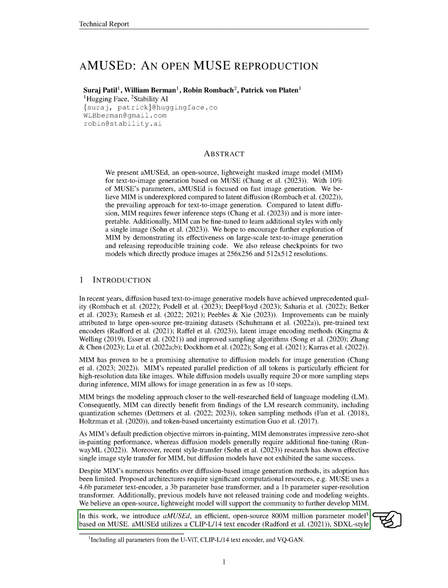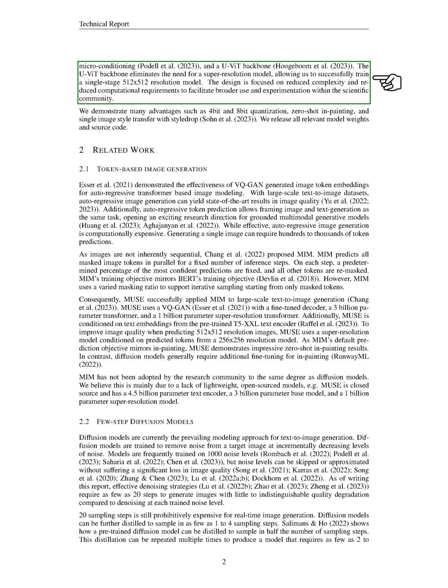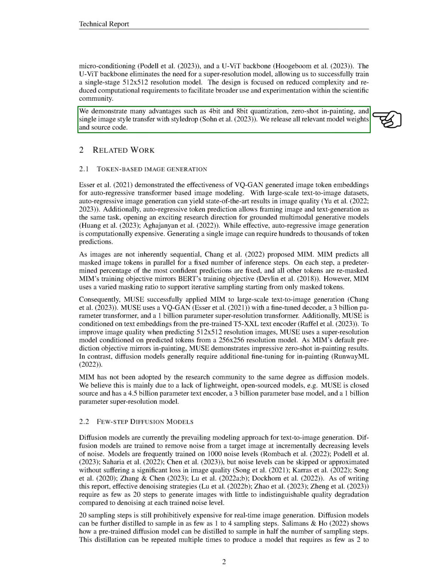aMUSEd uses a CLIP-L14 text encoder, SDXL-style microconditioning, and a UViT backbone. The UViT backbone eliminates the need for a super-resolution model, allowing us to train a single-stage model with a resolution of 512 by 512. The design is focused on reducing complexity and computational requirements to facilitate broader use and experimentation within the scientific community. We also demonstrate several advantages such as 4-bit and 8-bit quantization, zero-shot inpainting, and single-image style transfer with StyleDrop. We release all relevant model weights and source code.